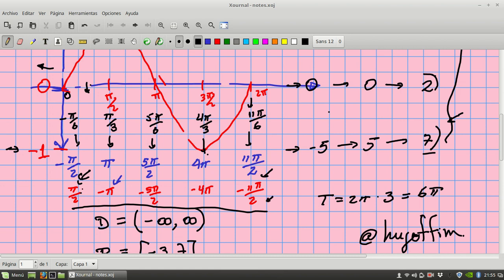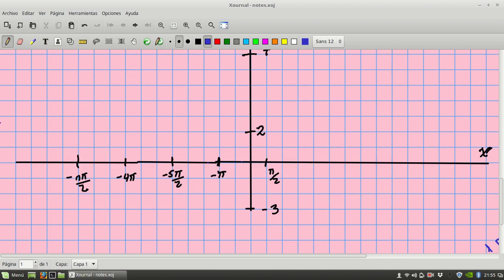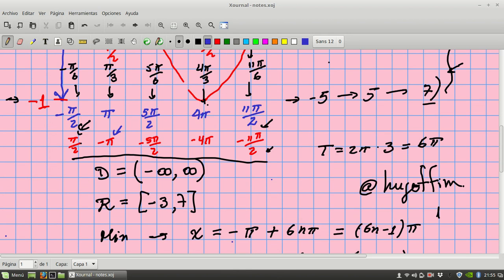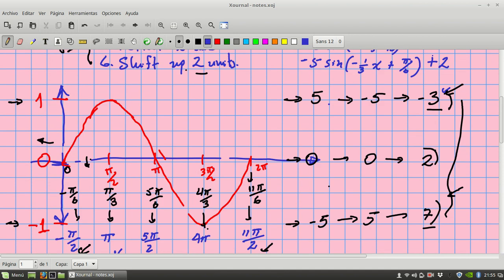So now we're going to set the points. Look at that, pi halves. Pi halves is this point that goes with 2. So let me change to blue. So pi halves with 2. Now let's see the other point. The other point is negative pi, you can see it here. And negative pi goes with this number here, that is negative 3.